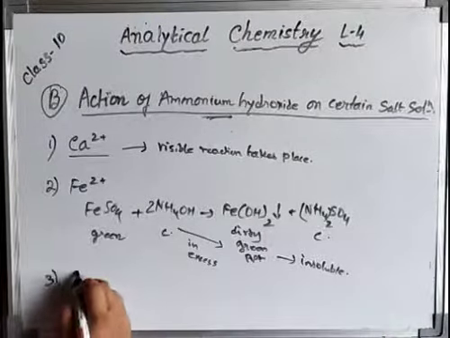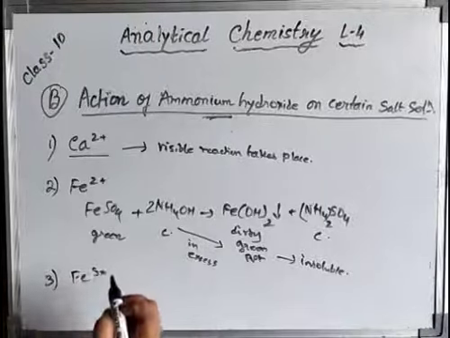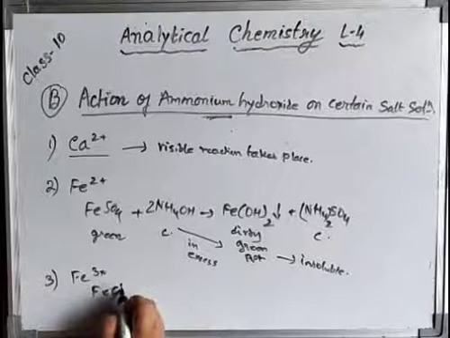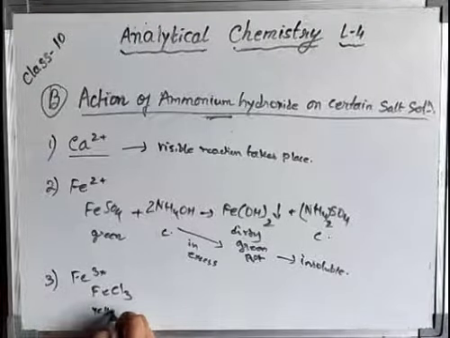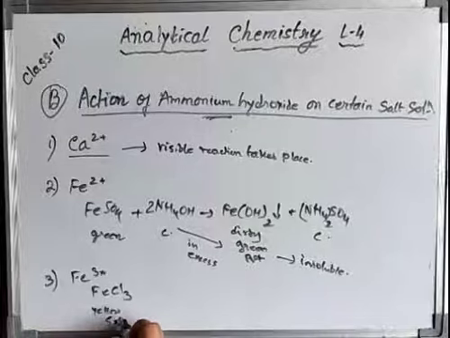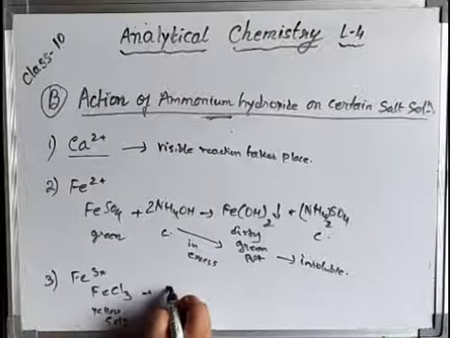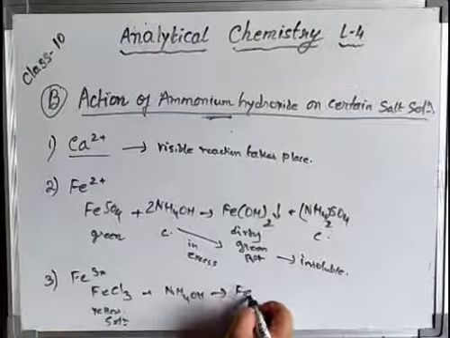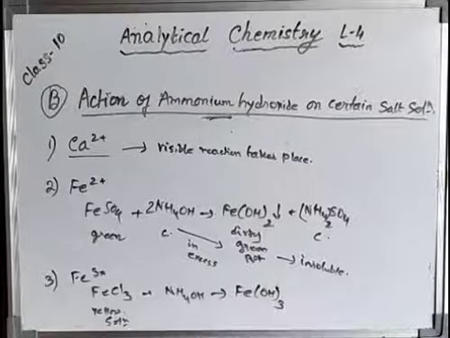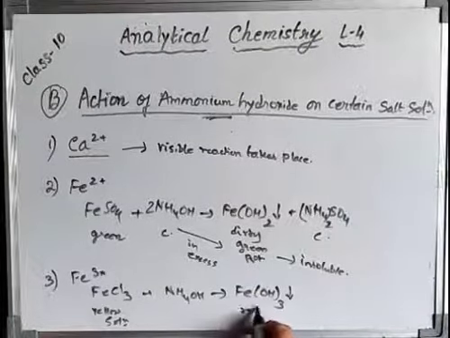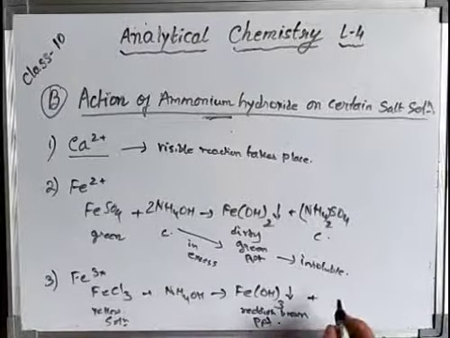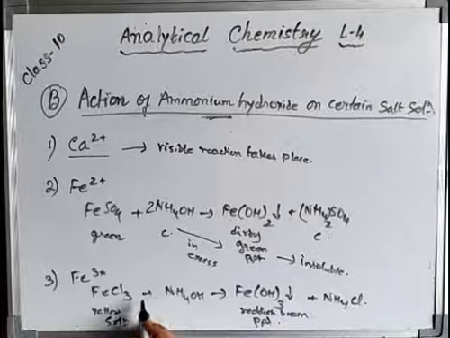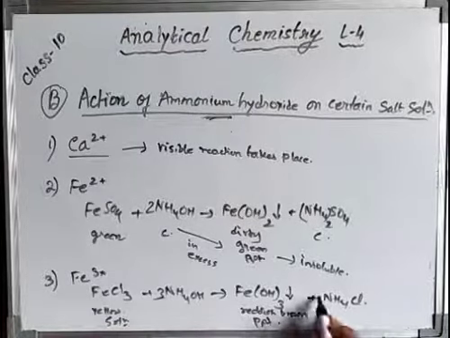Now coming to Fe3+. Let us take FeCl3, it is a yellow colored solution, plus NH4OH gives what? Again the hydroxide will be formed, this time ferric hydroxide, and it is reddish brown, plus NH4Cl. Now you see FeCl3 and NH4Cl, that means here it will be 3 and it will also be 3.